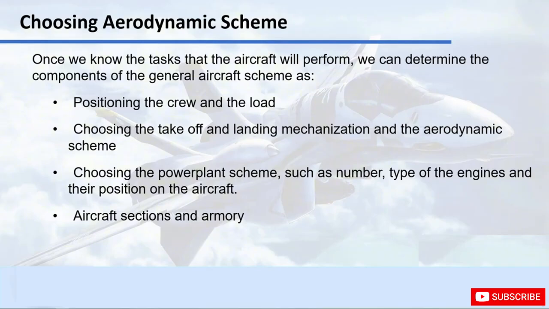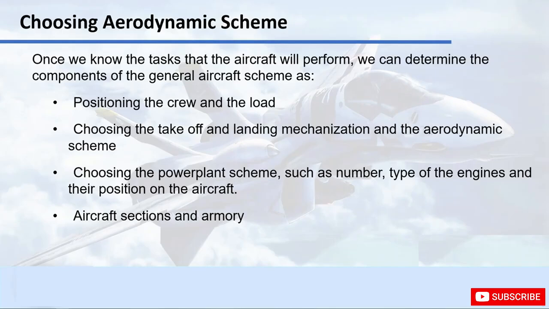Also, where we would like to position the engines. Are they going to be positioned inside our wing, or in the tail? There are also aircraft that have their engines positioned in their front section. So there are quite many different types of positions we can choose. Also, if we have a military aircraft, where we would like to position some of the weapons and the armory that is going to be on this aircraft.